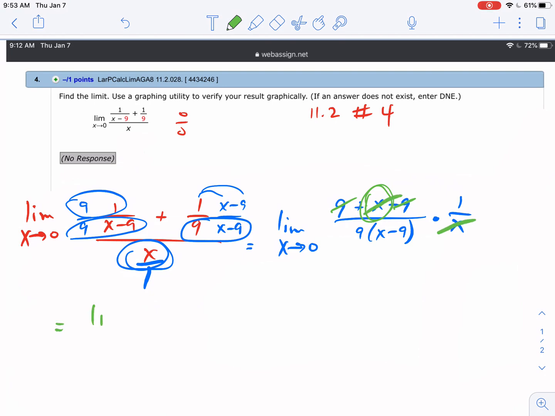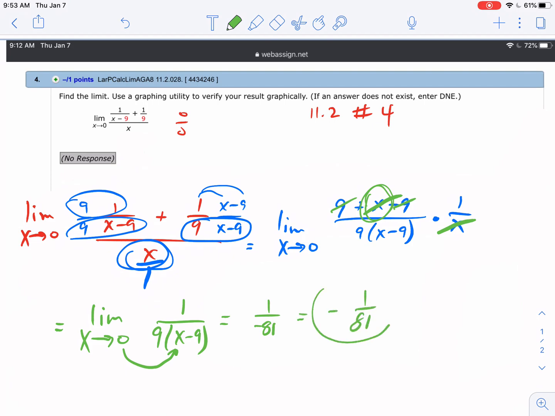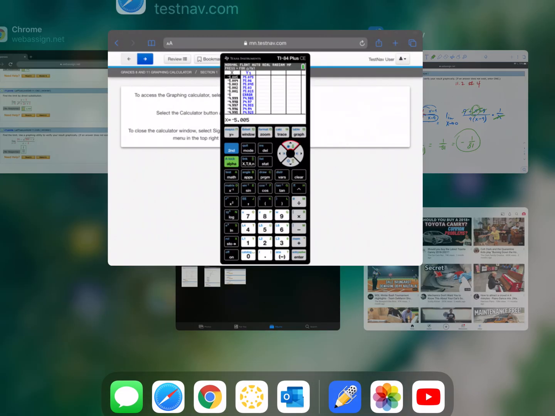And so ultimately what I'm looking at is, what is the limit as x approaches 0 of 1 over 9x minus 9. Now if I take the 0 and plug it in, I'm left with 1 over negative 81, or negative 1 over 81. So let's go ahead and see if I can type this into the graphing calculator quickly.